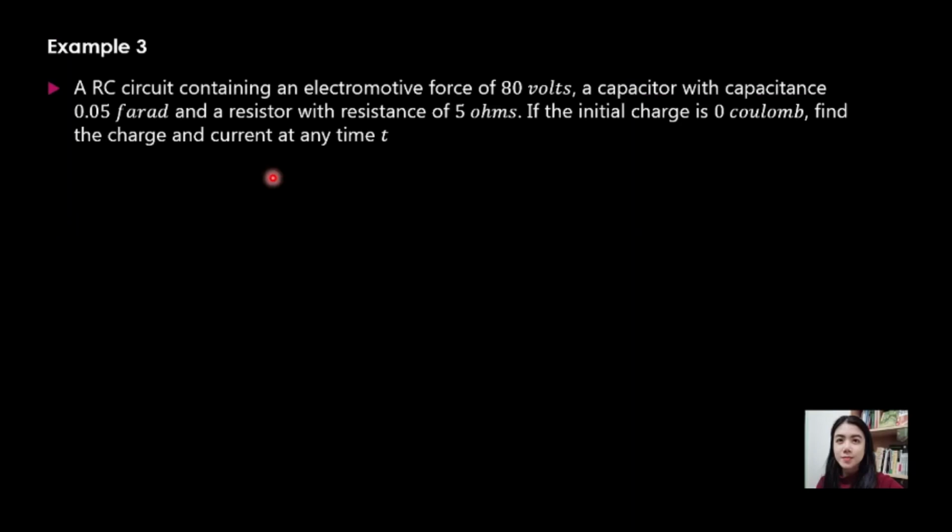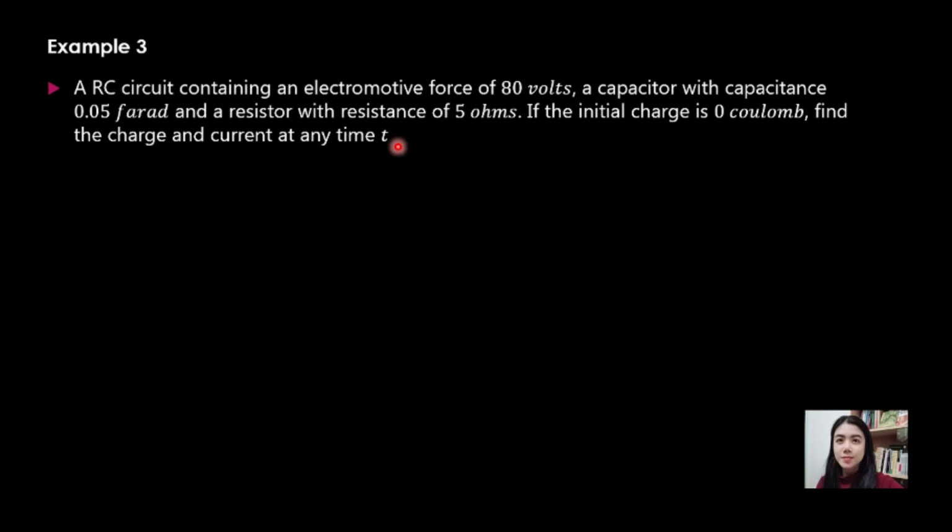Now we come to the third example. You have an RC circuit containing an electromotive force of 80 volts, a capacitor with capacitance 0.05 farads, and a resistor with resistance of 5 ohms. If the initial charge is 0 coulombs, find the charge and current at any time t.